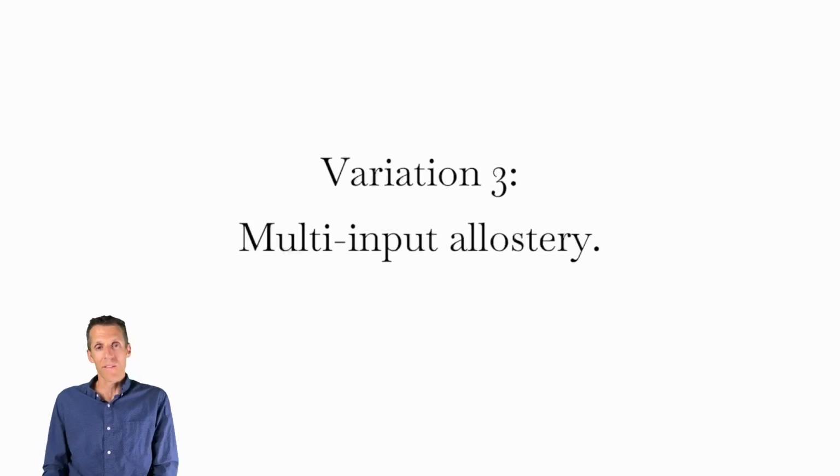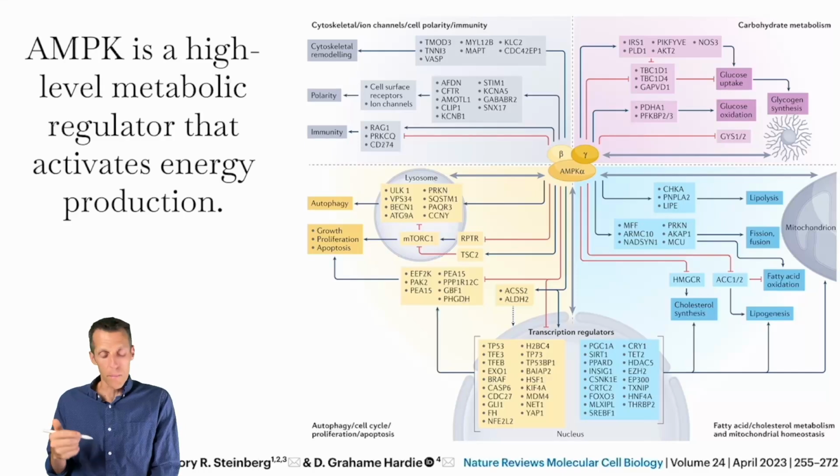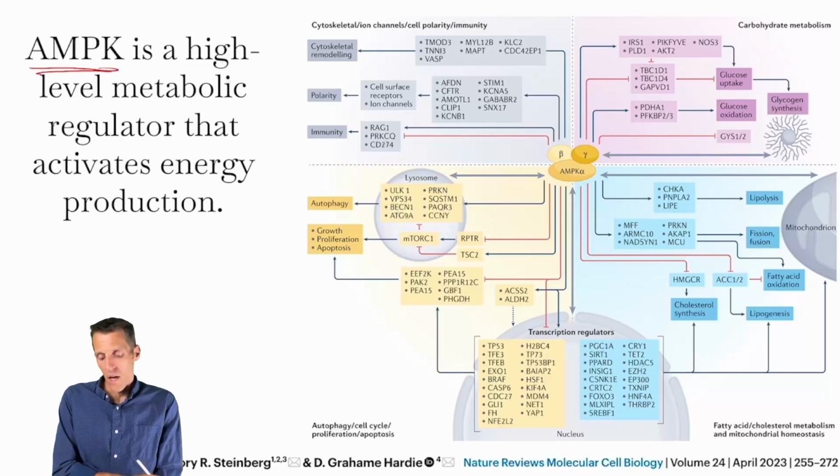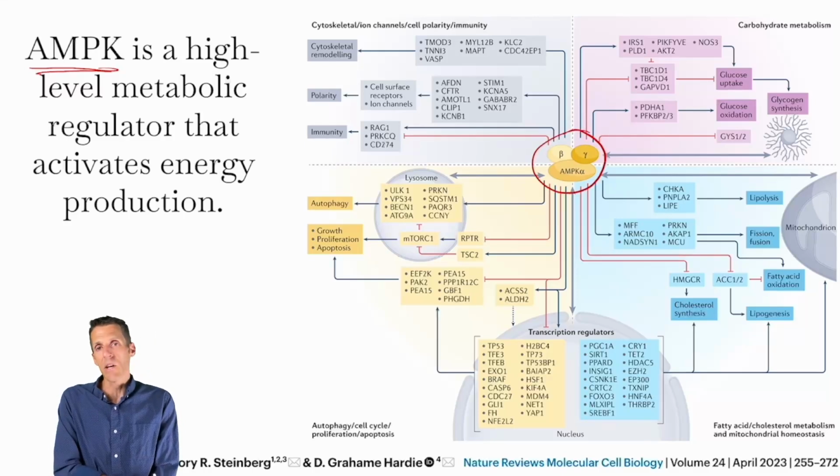The last example I wanted to talk about is actually a multi-input system, where instead of just having binding or just having a phosphorylation, it actually has both. And the example that I want to talk about is this thing called AMP-K. AMP-K is a high-level metabolic regulator. And so this is from a recent review where basically they said, here's the AMP-K, and here are all the pathways that it regulates. You're probably looking at that saying, I can't even read that. There's so many things going on, and that's true. It's a very complicated bit.